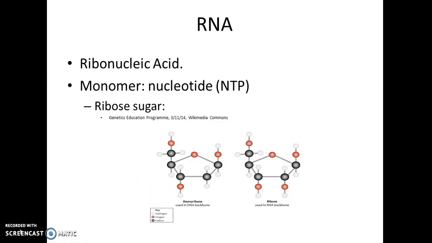So RNA is ribonucleic acid, and the monomer of a ribonucleic acid is a nucleotide, and the abbreviation is NTP. Remember, dNTP was the abbreviation for deoxynucleotide. The nucleotide is just NTP. So in DNA, we had deoxyribose here, but in RNA, we are going to use the ribose sugar right here. And we know it's ribose because it has that extra oxygen that the arrow is pointing to right there.